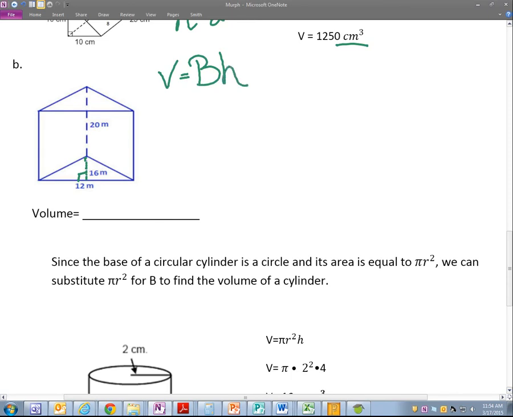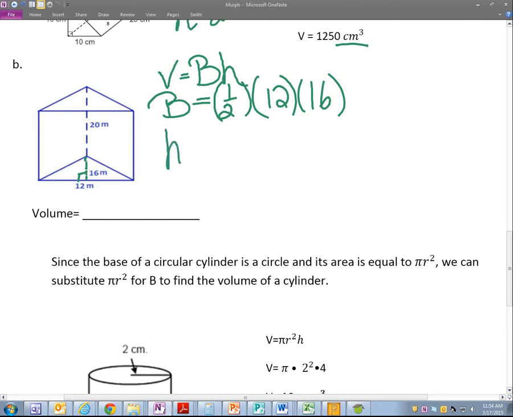Volume equals B times H. My slice of bread is going to be 1/2 base. What's my base in this one? Yes, sir, 12 is correct. 12 multiplied by 16, that's my height, the height of my triangle. The height of my shape is 20 meters because I have 20 slices of bread.